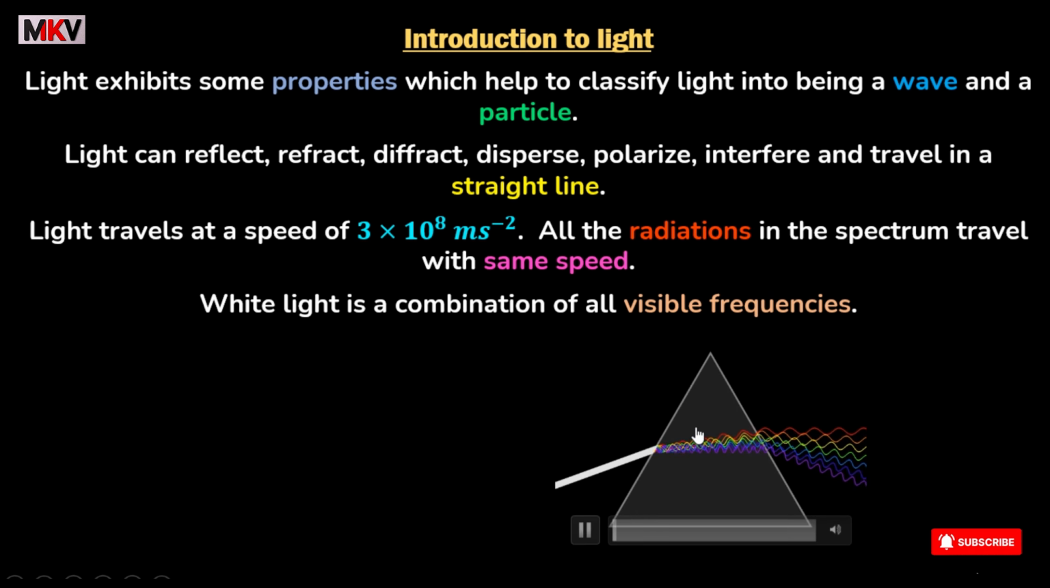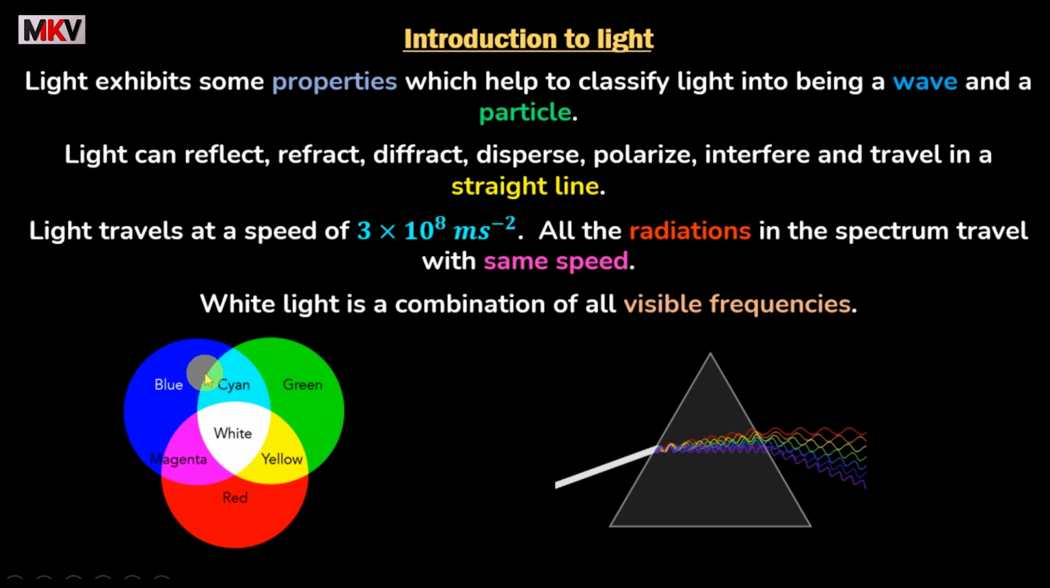So if you look at this short video, white light is present to give all the visible frequencies, ranging from red to violet. If you combine these visible frequencies, or these colors, they give back the white light. As you can see here, the primary colors, or primary visible frequencies, which are blue, red, and green, combine to give the white light. So these are the visible frequencies at which we can see.